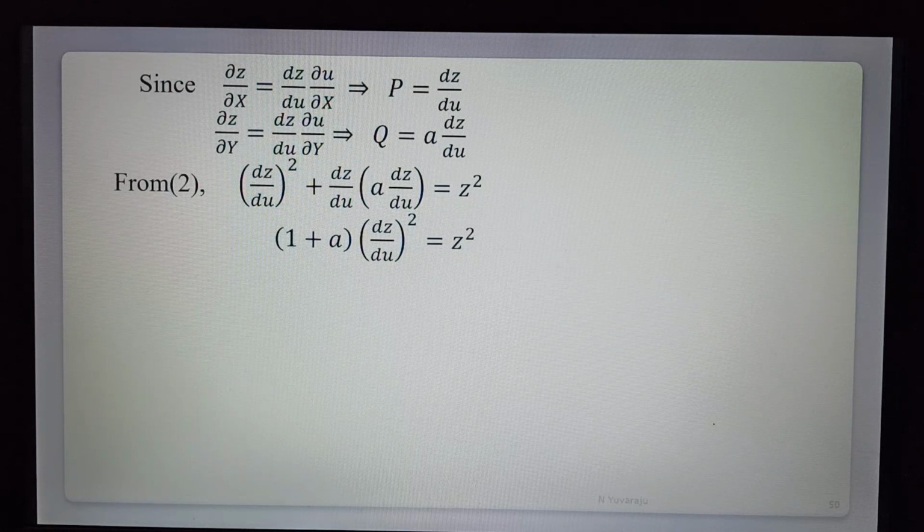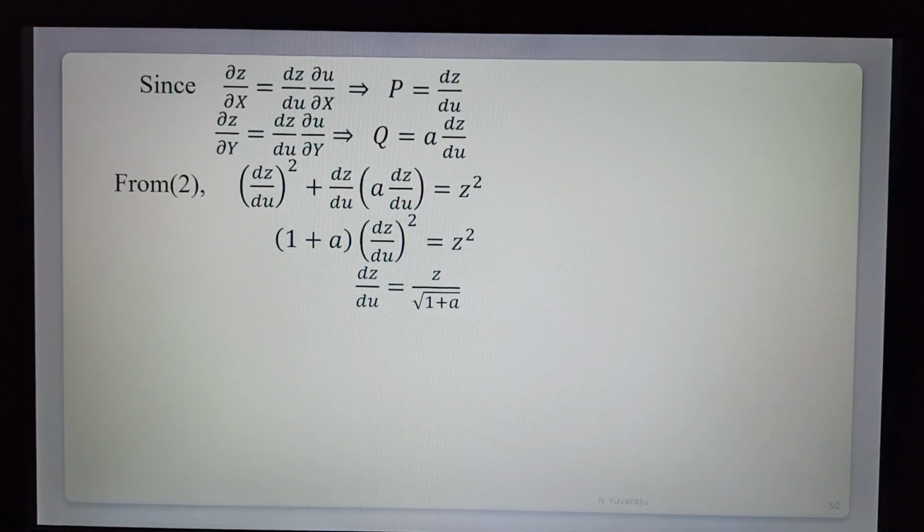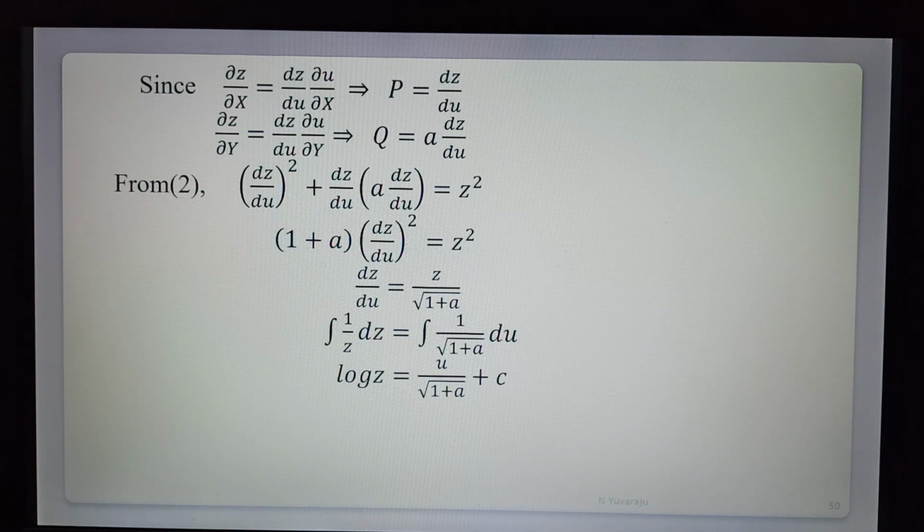So now dz by du is equal to 1 by... after simplification, taking the square root on both sides, dz by du is equal to z by square root of 1 plus a. Now the variables are separable. So integration of 1 by z dz is equal to integration of 1 by square root of 1 plus a into du. That gives log z is equal to 1 by root of 1 plus a, which is a constant, times the integration of 1 with respect to u, plus a constant.